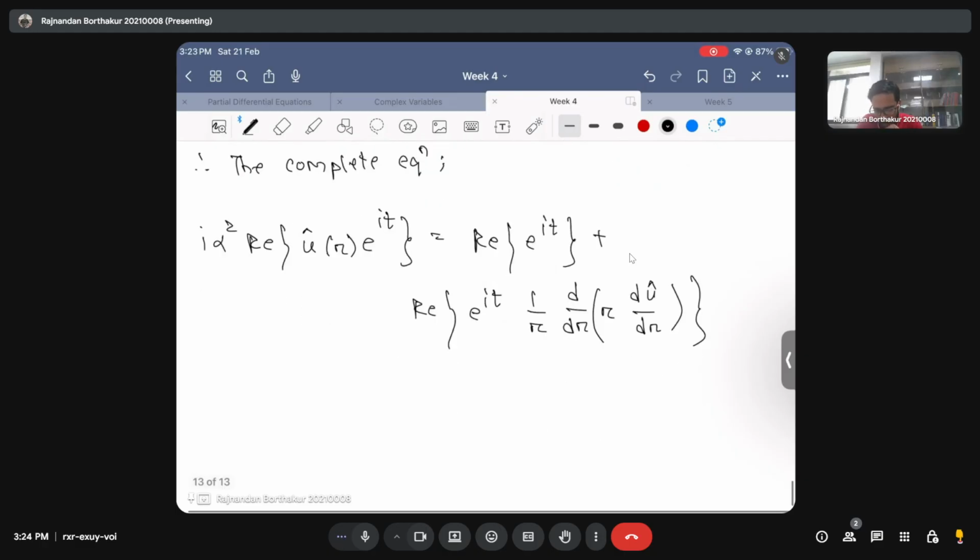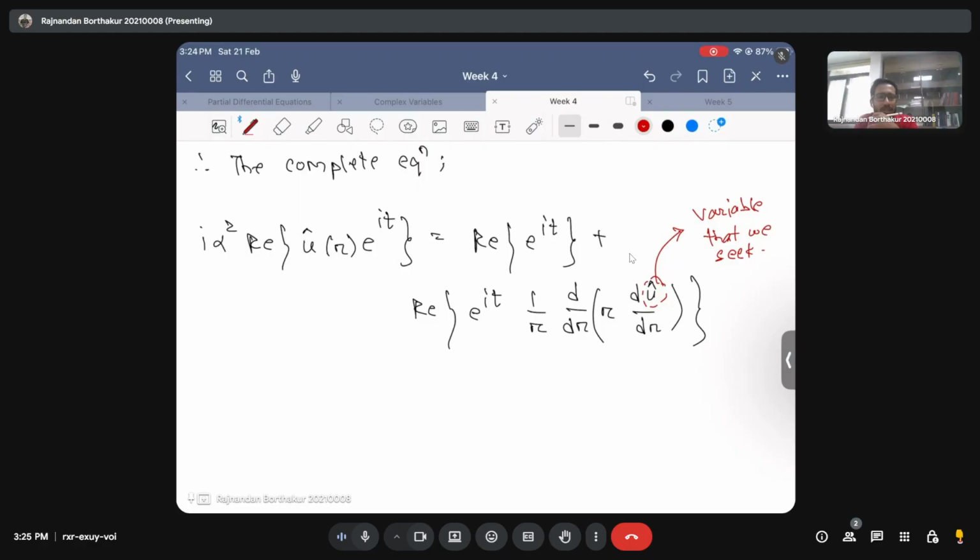Okay, so now we'll do one thing. See, ultimately we are interested in finding out this u hat of r. That's all that we are trying to evaluate, right? So I hope you realize that this is the prime variable that we are trying to evaluate. Okay, so maybe I'll write it that this is the variable that we seek.